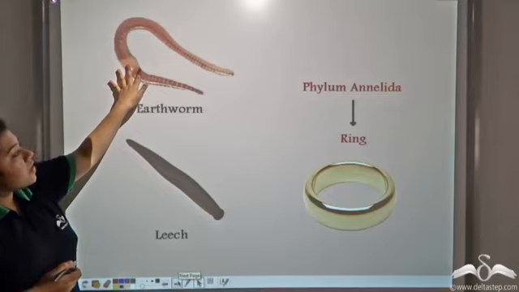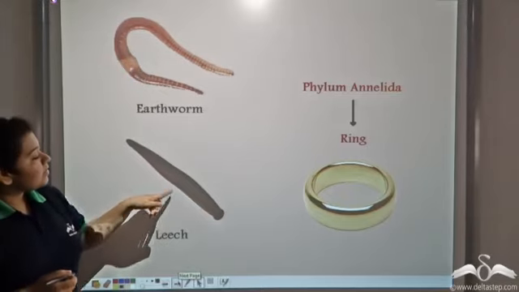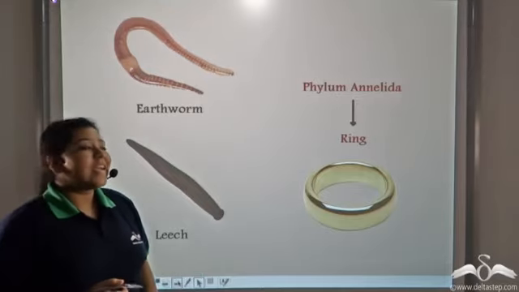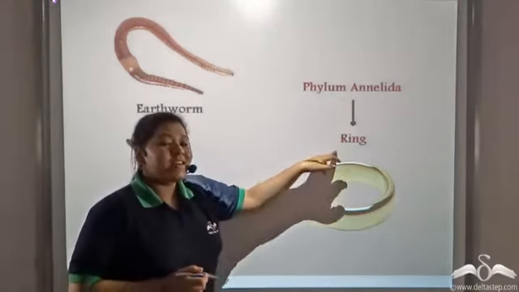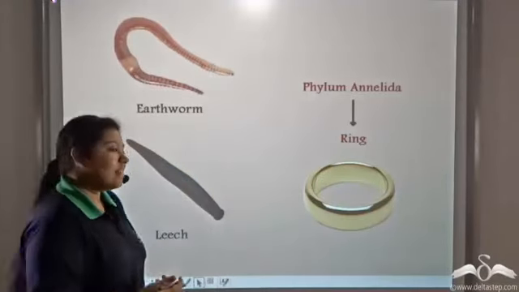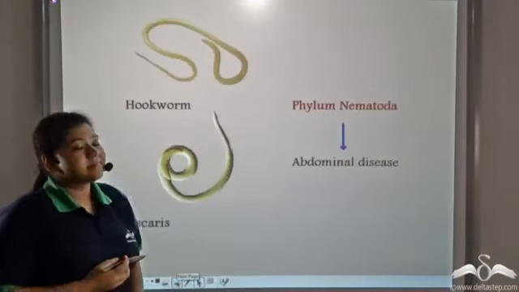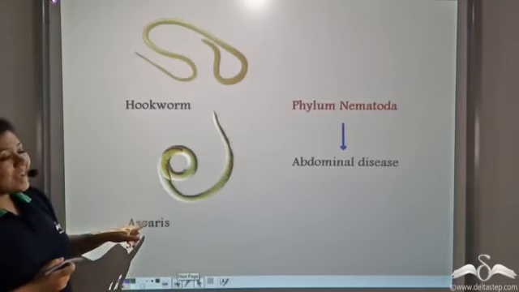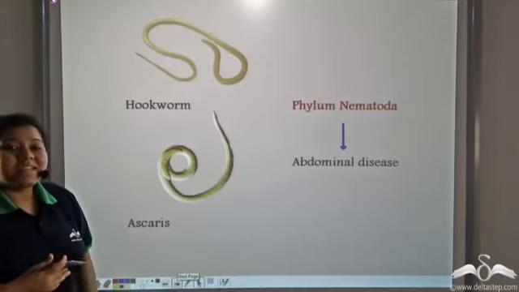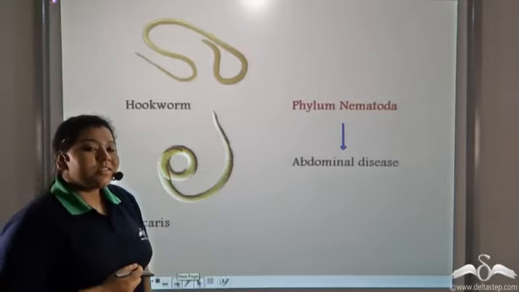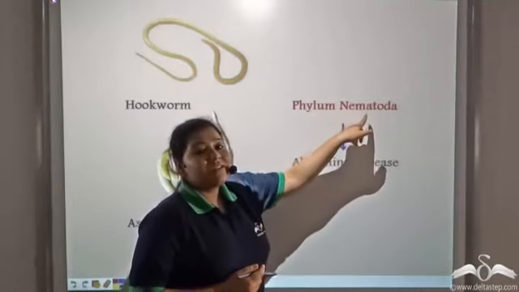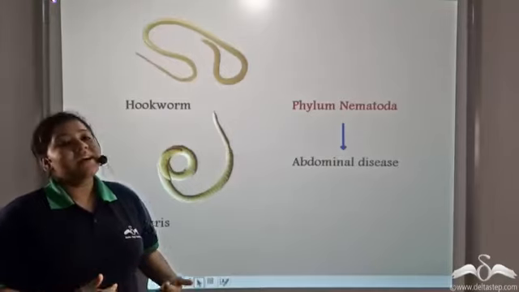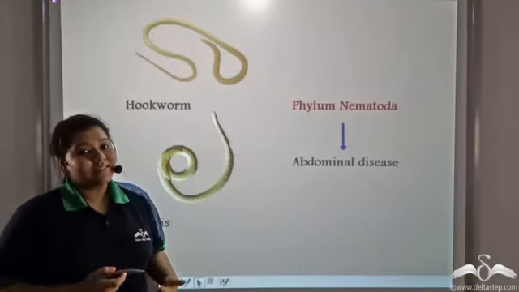Worms like the earthworm and leeches that have ring-like segmentations on them are put under phylum Annelida, where Annelida means a ring. These worms, like the hookworm and the Ascaris that have an unsegmented body, are put under the phylum Nematoda, which causes abdominal diseases and might be a reason for your stomach pain.